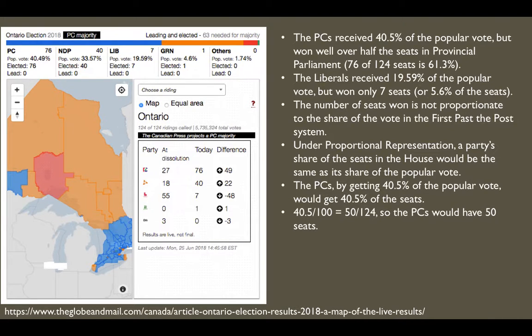In that case, the PCs would have 50 seats. And now another very interesting thing about this is that under a proportional representation system, in this case, the PCs would go from having a majority government to a minority government, and that changes things completely, because as we know, in a majority government, the PCs can pass legislation much more easily and without cooperation with other parties. In a minority government, they need to have support of at least one other party. And so that changes things for everyone in the province.